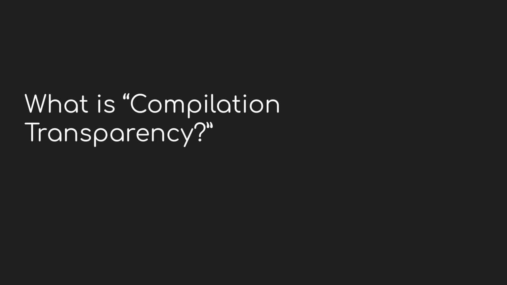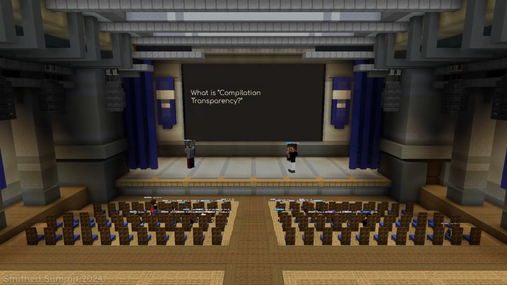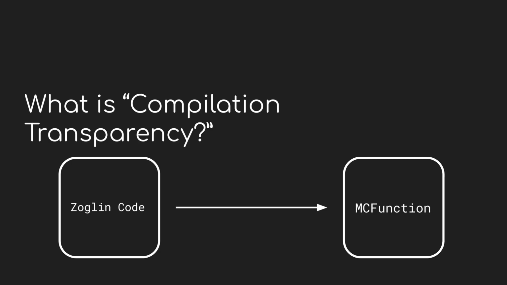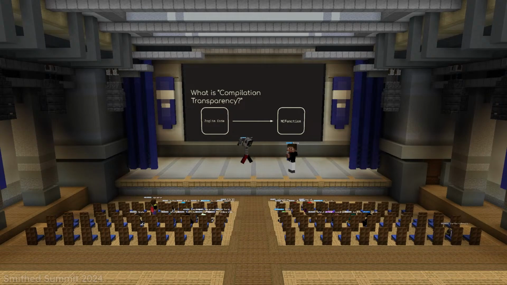So, what is compilation transparency? Well, when you are making a data pack in Zoglin, you will write some Zoglin code, also known as source code. And once you're finished with your source code and you want to test it out, you will put it through the Zoglin compiler, and out the other end will come MC function. And the idea of compilation transparency, as we coined the term, is that you, as the user, should more or less be able to tell what MC function is going to come out the other end when compiling the Zoglin code just by looking at the Zoglin code itself.